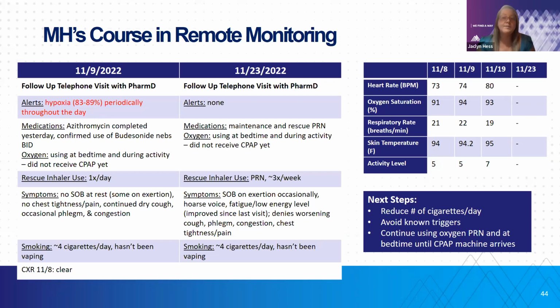As for her next steps, we again had a very lengthy discussion about smoking cessation and the impact of cigarette smoke on worsening her symptoms. She continued to remain uninterested. So the recommendation was just to continue trying to cut back and avoiding additional triggers. And then she was to use the oxygen as needed and at bedtime until she received the CPAP machine.